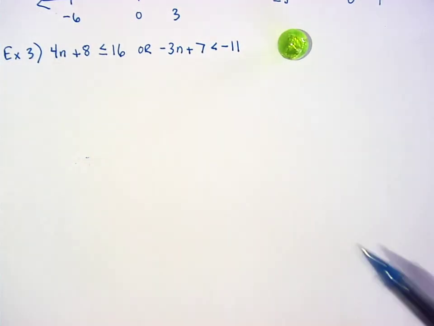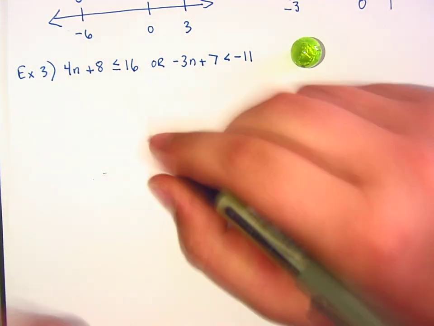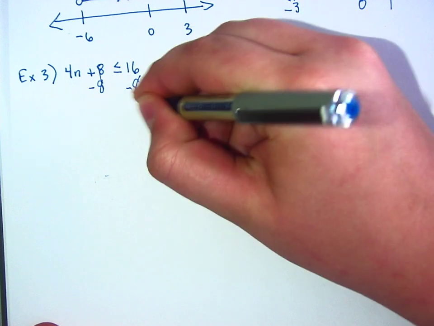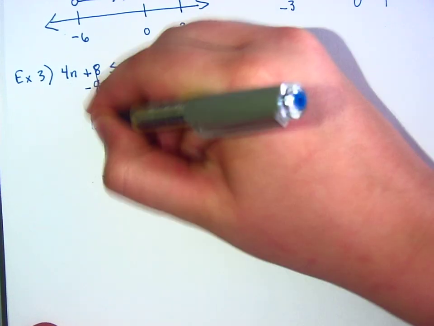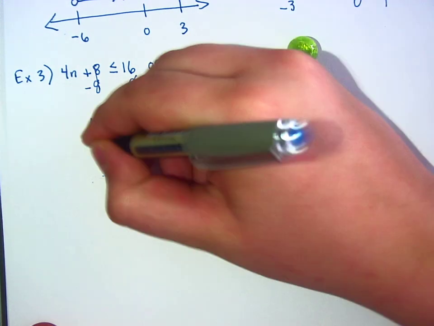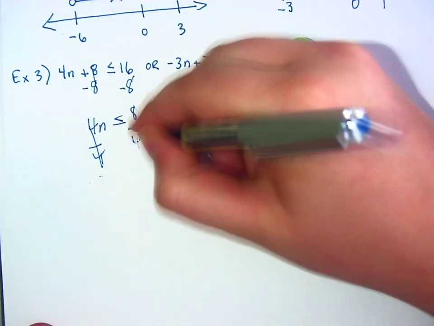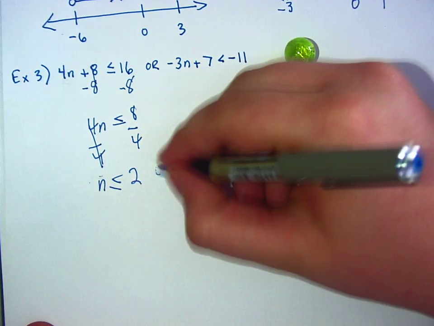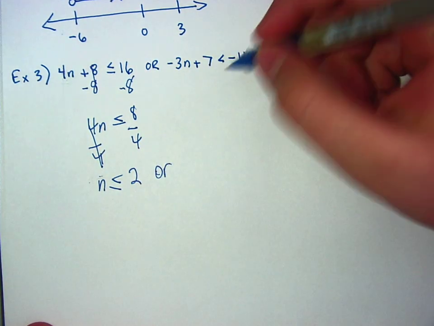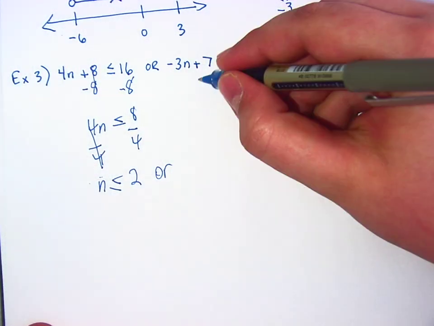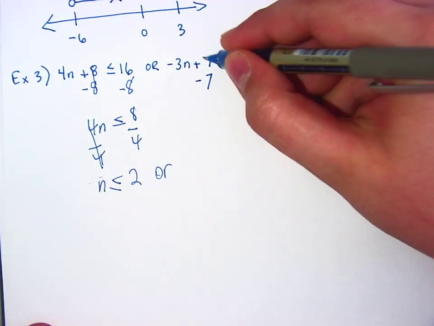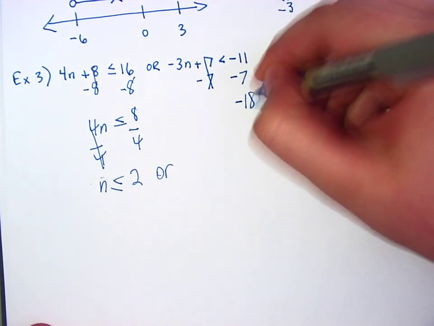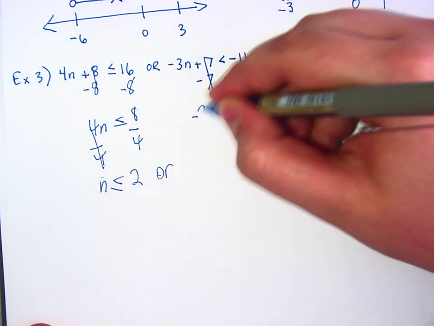Oh my god. How do we do this? Okay. You want to subtract 8 from both sides, and then divide by 4. N is less than or equal to 2. Then you're going to do the other side separately, so subtract 7 from both sides. You get negative 18.